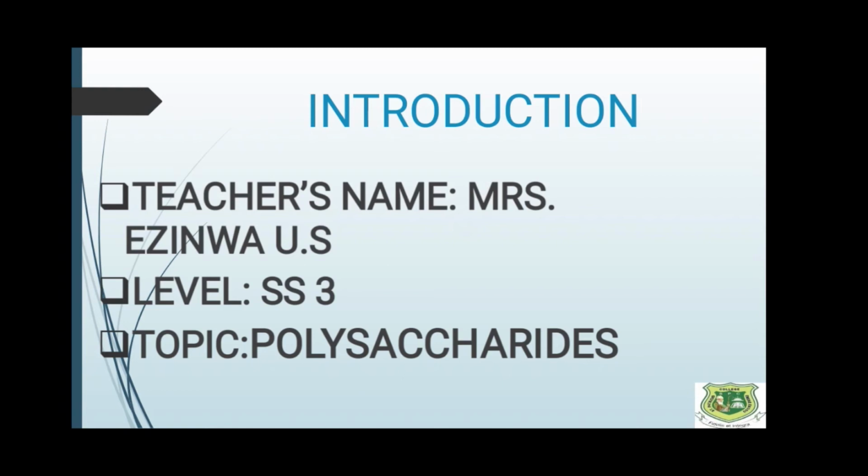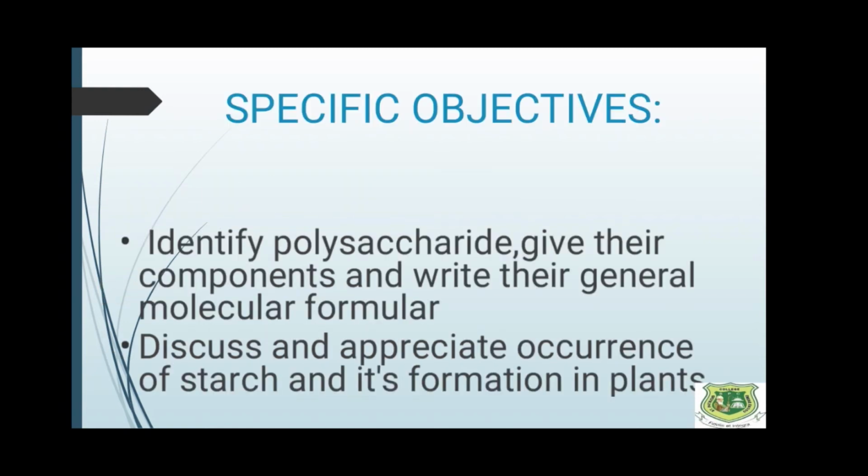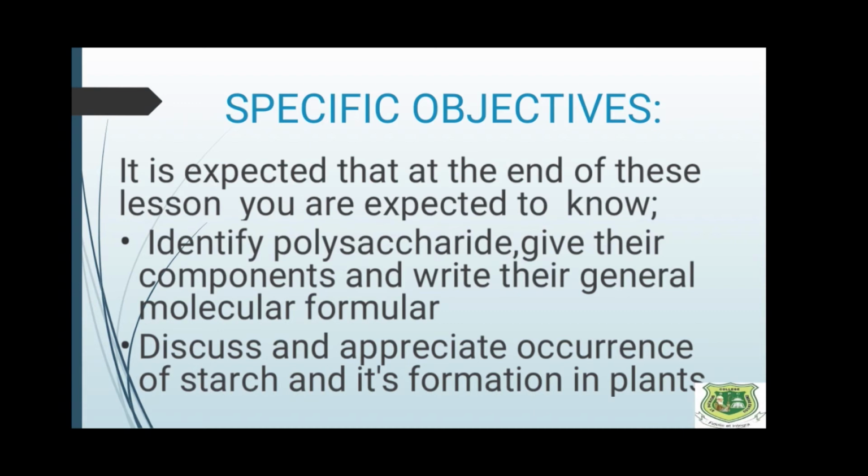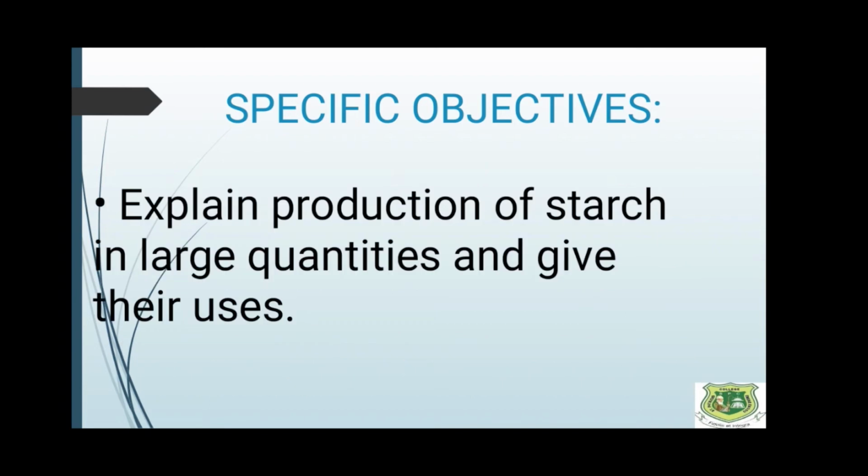Today, we are going to learn polysaccharides. By the end of this lesson, every student should be able to define polysaccharides, give their components, and write their general molecular formula. Number 2 objective: the student should be able to discuss and appreciate occurrence of starch and its formation in plants. 3. The student should be able to explain production of starch in large quantity and give their uses.